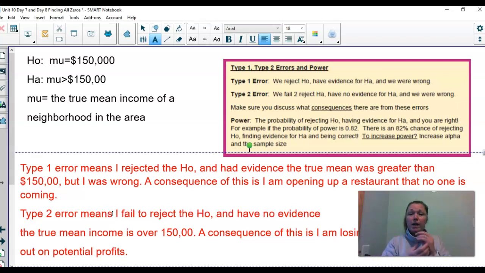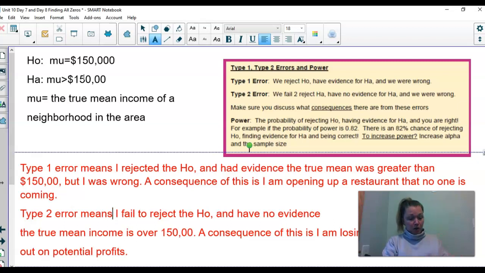Now, what is power? Power is where I am going to reject the null hypothesis, have evidence that the true mean income in the neighborhood is over $150,000, and I was right. So that's perfect. Now, I definitely think you're going to get a question on this.